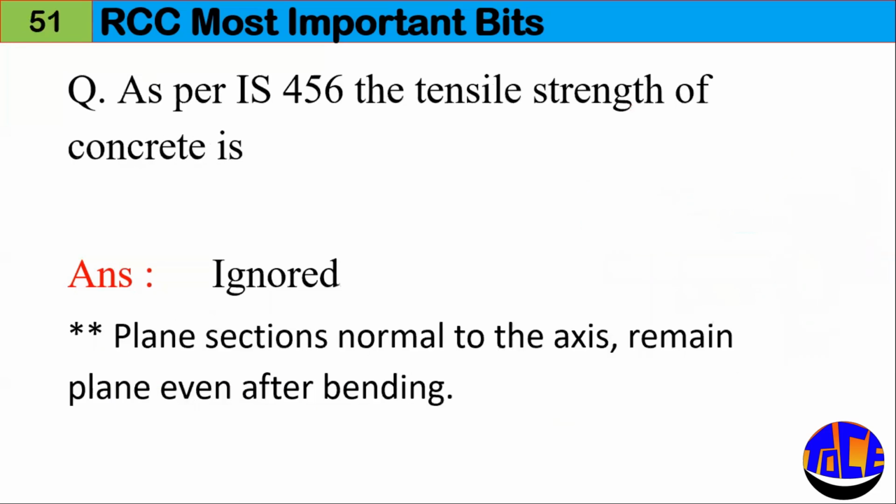Let us see question number 51. As per IS 456, the tensile strength of concrete is ignored. And also remember this assumption: plane sections normal to the axis remain plane even after bending. It is asked many times, that's the reason I have provided this statement also. Try to look at all the assumptions once.